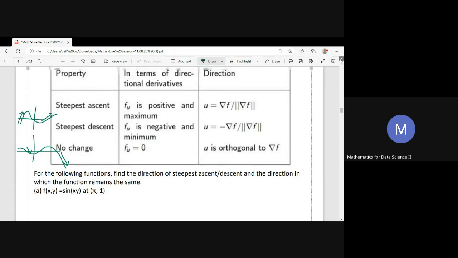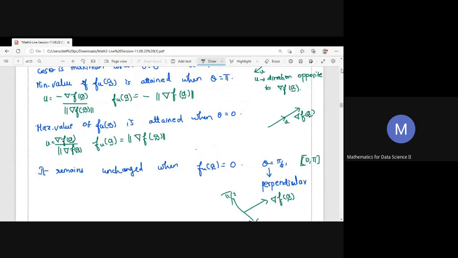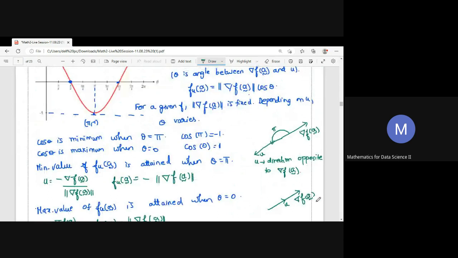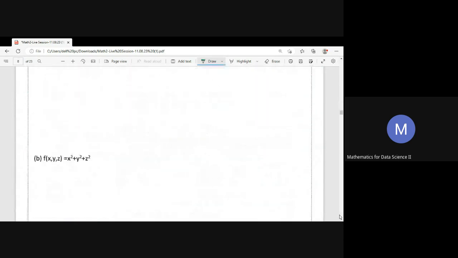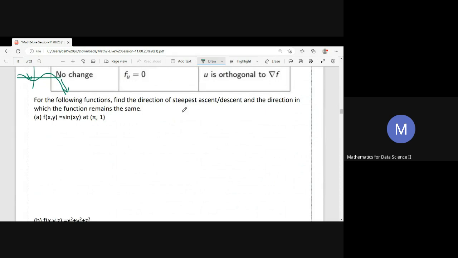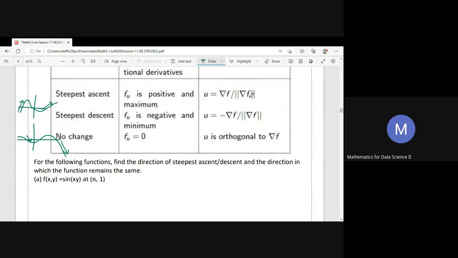Whatever we have discussed here is a concept for a general function f. So we will apply the same concept for different f. For example, if your f(x, y) is sin(xy), you have to use the same concept given here. Find the direction of steepest ascent.